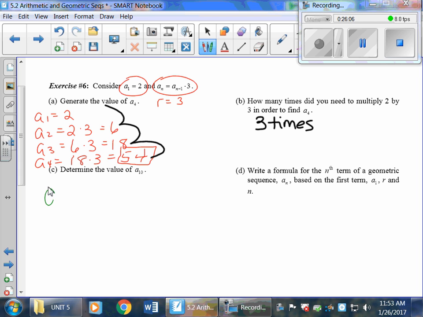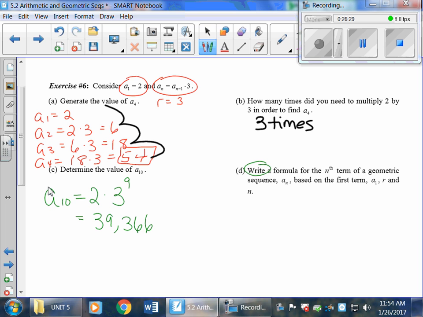So a sub 10 would equal 2 times our common ratio raised to the 9th power, because it's n minus 1. So this turns out to be kind of a big number, 39,366. I can do that in my head. No, I really can't. Okay, so D says write a formula for the nth term.